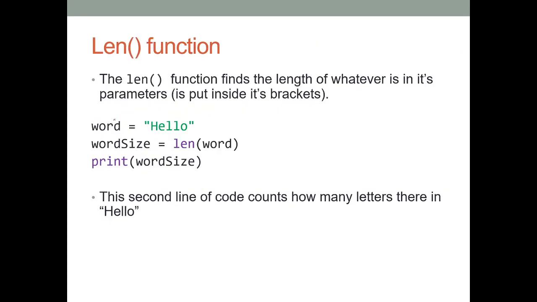Here's a simple little bit of code. We've got a word, it's set to hello. The len function, anything inside of its brackets, its parameters, it's going to find the size of it. So we've got word equals hello, and it will find the size of word. It will just look up here, and it will say 1, 2, 3, 4, 5, and then word size will be stored as 5. So when you go print word size, it will get 5 letters. That is it. It's just counted whatever you've put inside it.